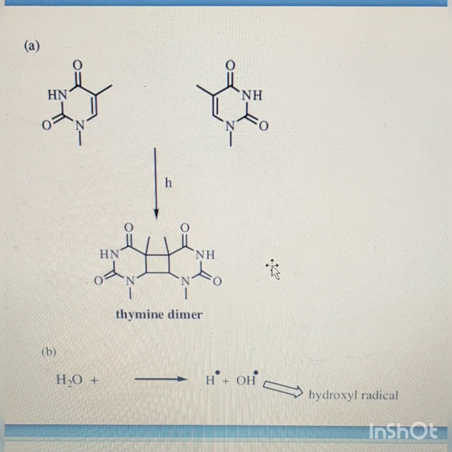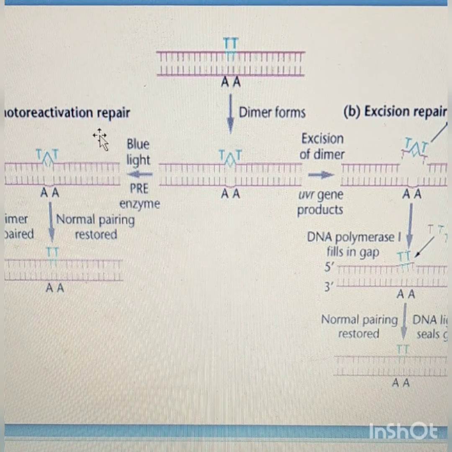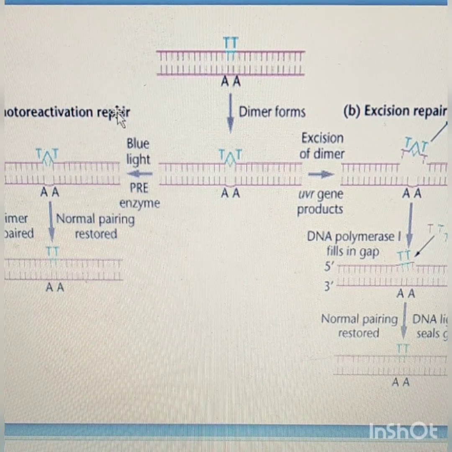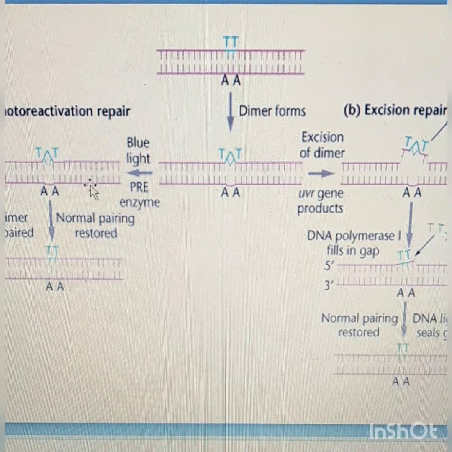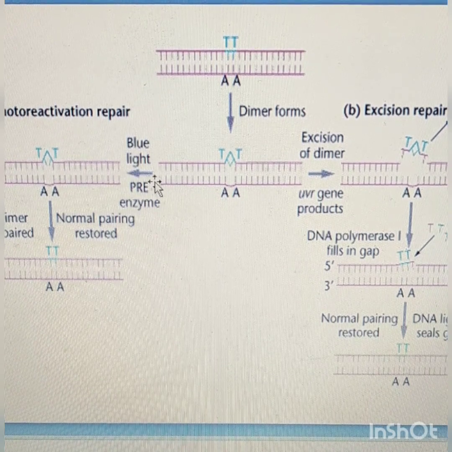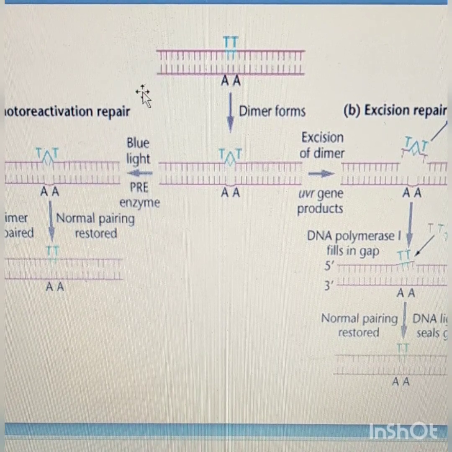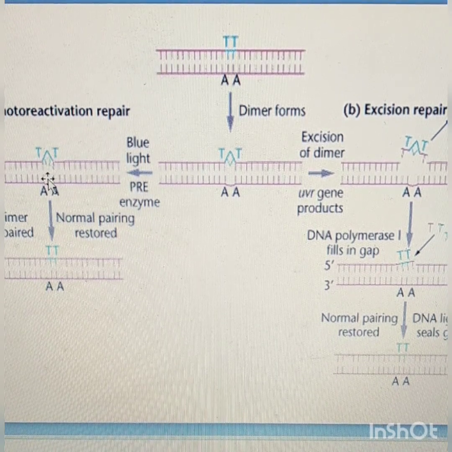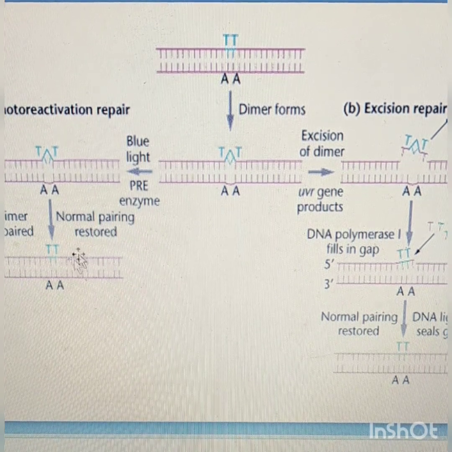It may be repaired by two molecular mechanisms. In case of photoreactivation repair, the PRE enzyme activated by blue light breaks the dimer. The PRE enzyme activated by the blue light breaks the dimer and normal pairing is restored, so the dimer is repaired.